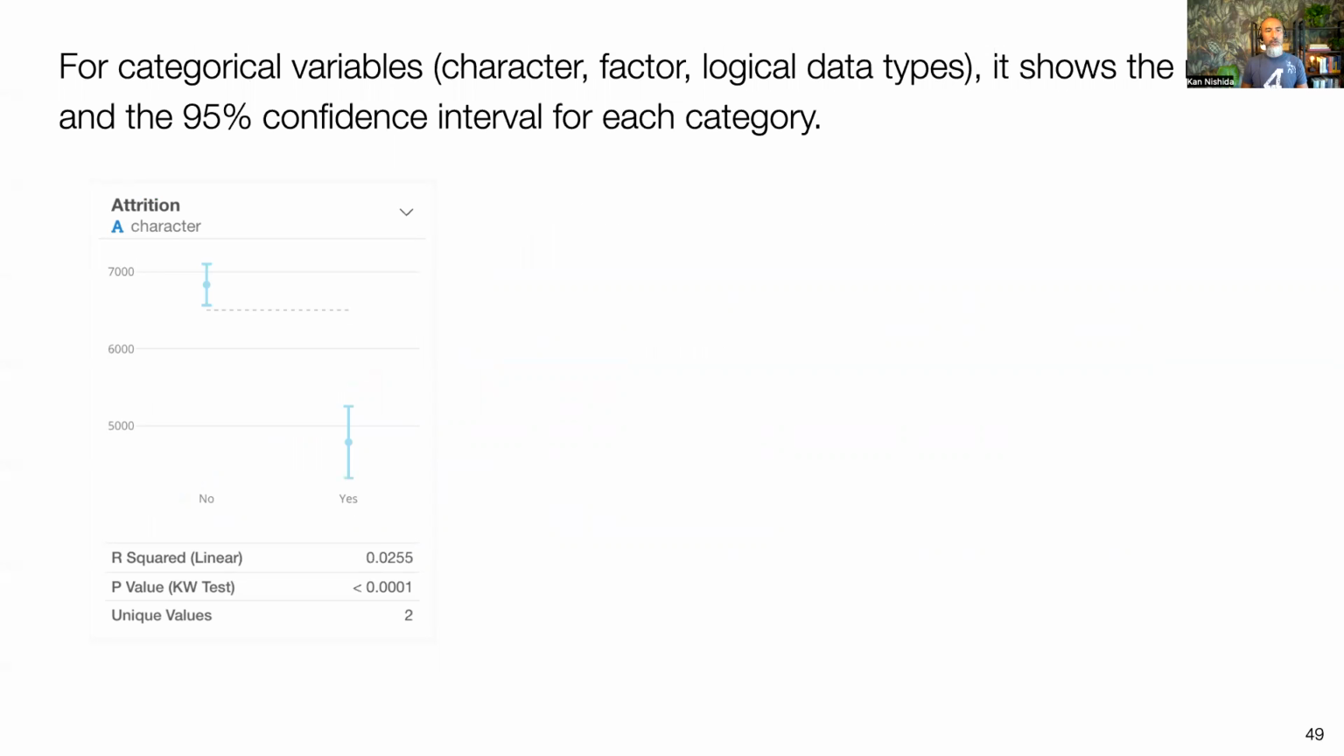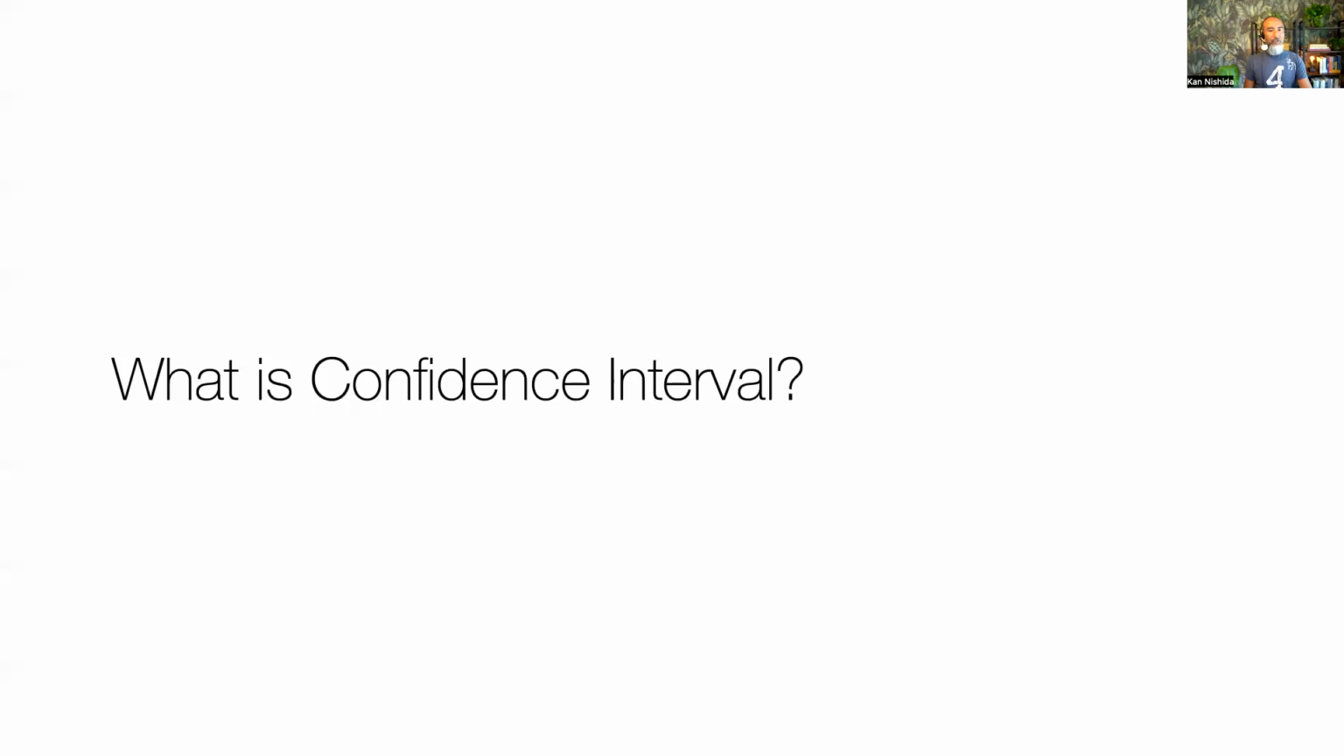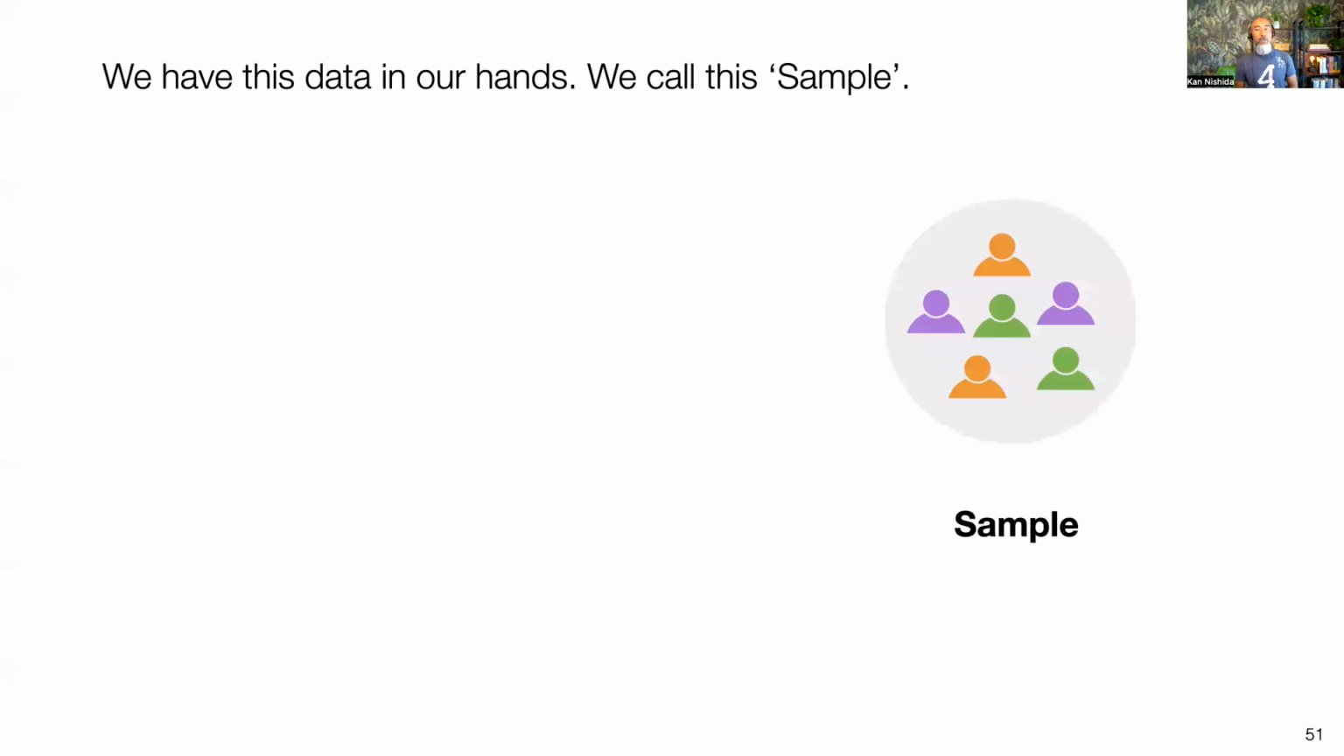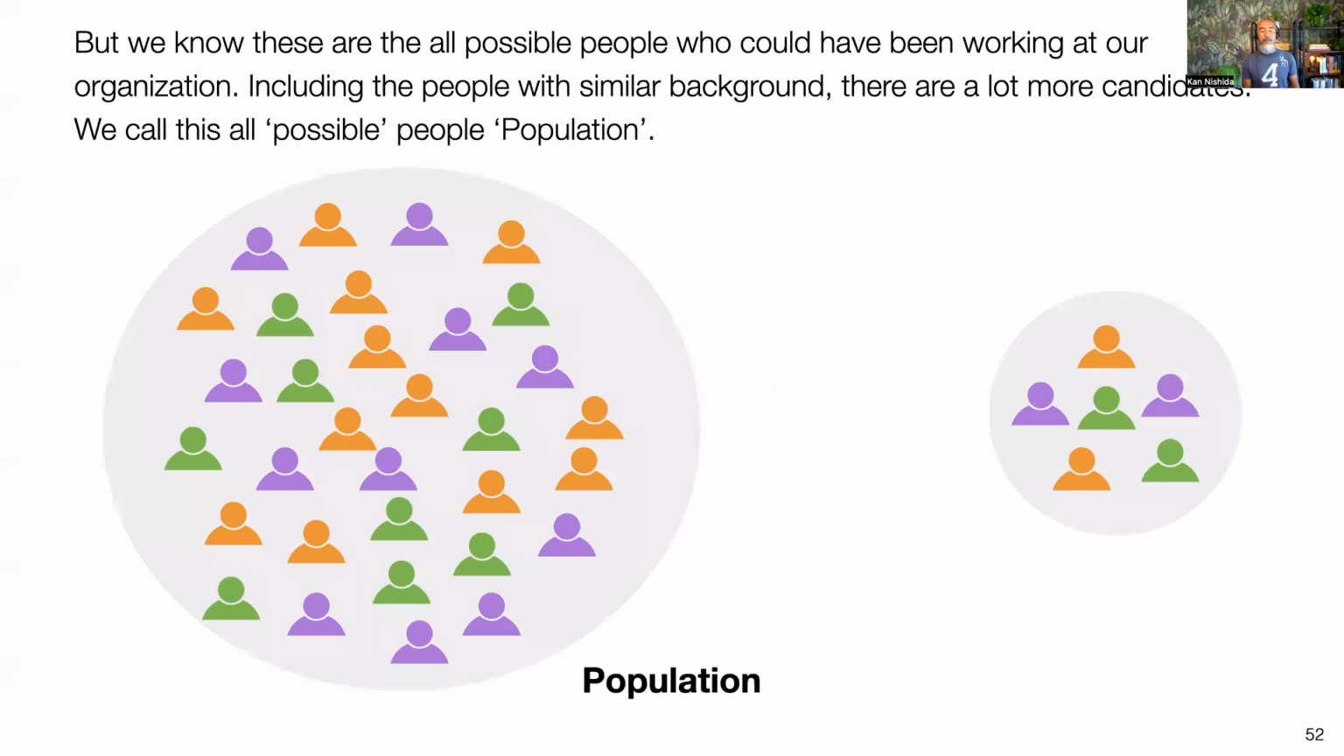I want to quickly explain what the confidence interval is. It's kind of complicated if you go really deep, but I want to give you a highlight. We have the data, right? In this employee data, or whatever data you have in your hands or in Exploratory, that is considered a sample. Then the data that you don't have, all the possible people or products or whatever could be targeted but happen not to be captured or available to you, is called the population.